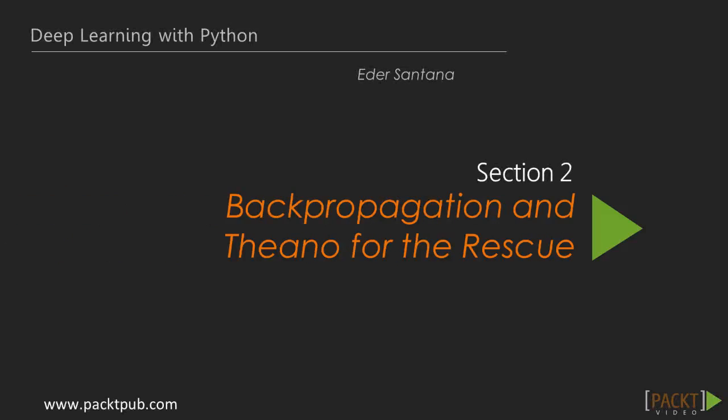Hello and welcome to Section 2, Backpropagation and Theano for the Rescue. In the previous section, we saw how powerful deep neural networks can be. We even trained a 5-layer neural network. But now, we might be asking ourselves, how can neural networks learn everything that they have to do, given only input-output pairs? To answer that, we have to understand how the backpropagation algorithm works.